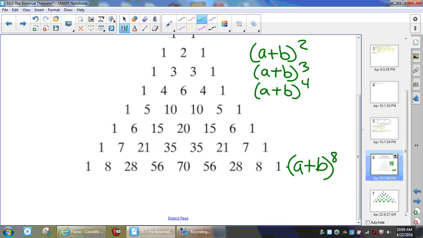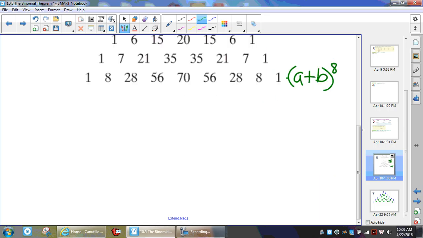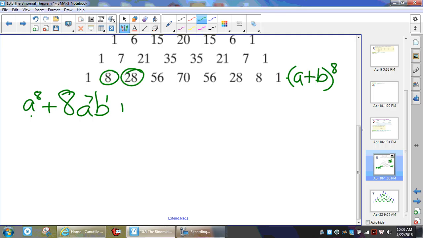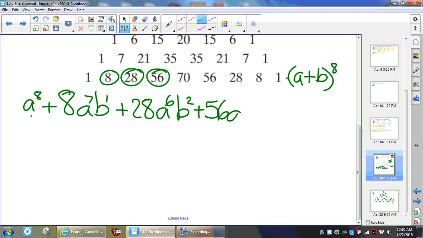Okay, so if we were to expand that one, look how quickly I could do it. A to the 8th power. The next one will have this number for the coefficient. The A power will decrease by 1, 7. And then the B power will increase by 1. Here it was B to the 0, so here's 1. And then the next one I will use 28. A to the 6, B to the 2. So the A powers are decreasing, B powers are increasing by 1. The next one, the coefficient is 56. A to the 5th, B to the 3rd.